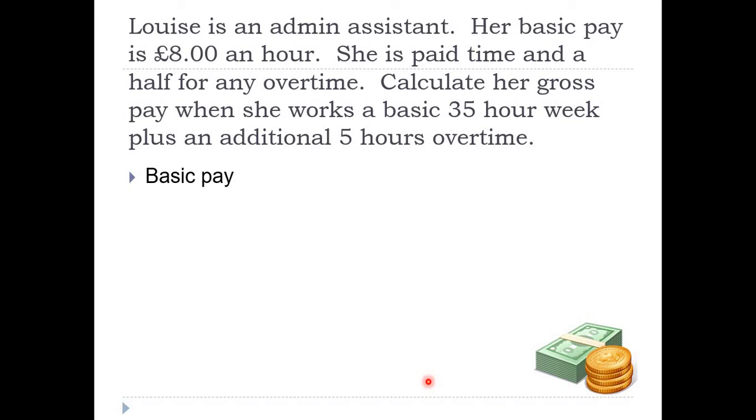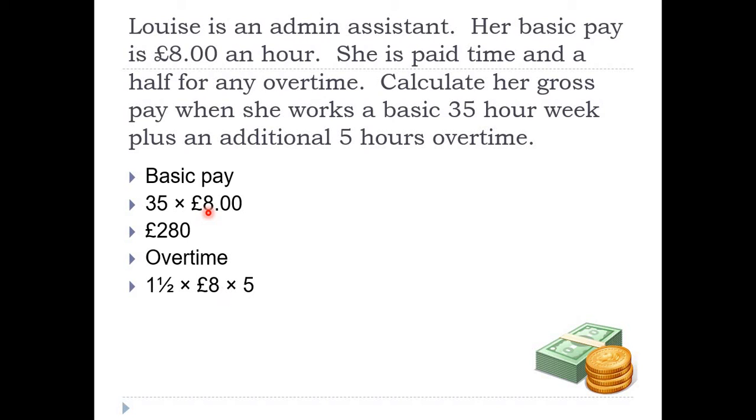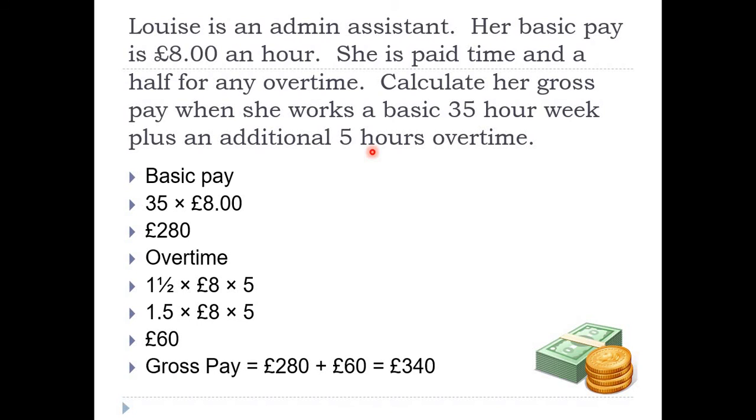So we'll work out her basic pay first. We take her 35 hours and multiply it by the £8 that she's going to earn every hour, which gives us £280. Her overtime is time and a half multiplied by the £8 and then multiplied by 5 because she worked 5 hours overtime. So 1.5 times 8 times 5 gives us 60. So then we add these together. The 280 basic pay plus the £60 overtime means she's getting £340.